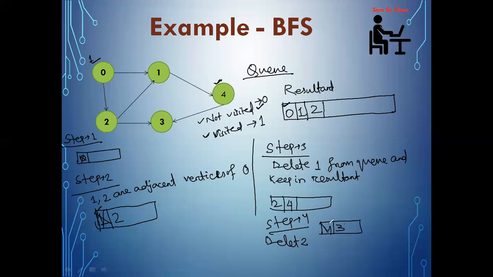In the next step, you will delete 4 and bring it to the resultant. What is the adjacent vertex of 4? Next 3. But 3 is already there. So nothing to do. In step 5, you have to check your queue, only 3 is present. So next you have to delete 3 and bring it here. Okay. And now you can check your queue is empty. So the process will be completed when your queue is empty, and this is what you have to print, the resultant. So in this way, the traversal of BFS has been done.